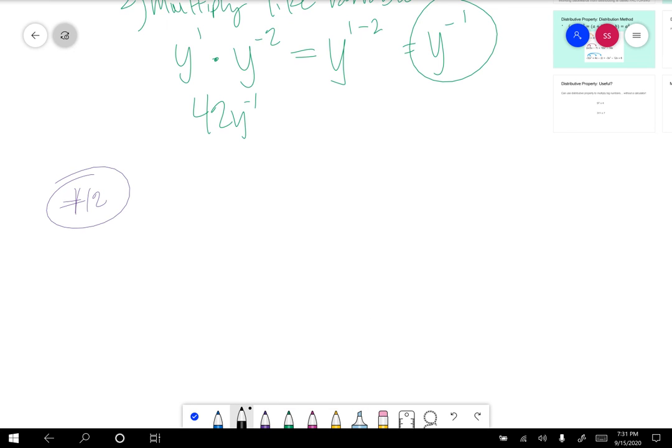Okay. This one has fractions in it. There is one more with fractions in it, so you get to do that one by yourselves. But we have 1 over h to the 5th power times 1 over h to the 2nd power.